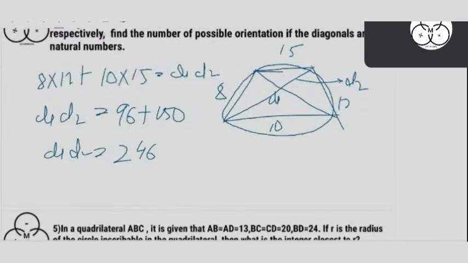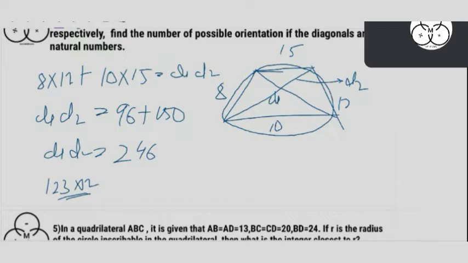Tougher one, yeah. 246. 123 into 2. I guess 123 is a prime number, because 123 is not divisible by 3. 11 squared is 121. Let me try with 11. No, it's not going with 11. After 11, there is no possibility.